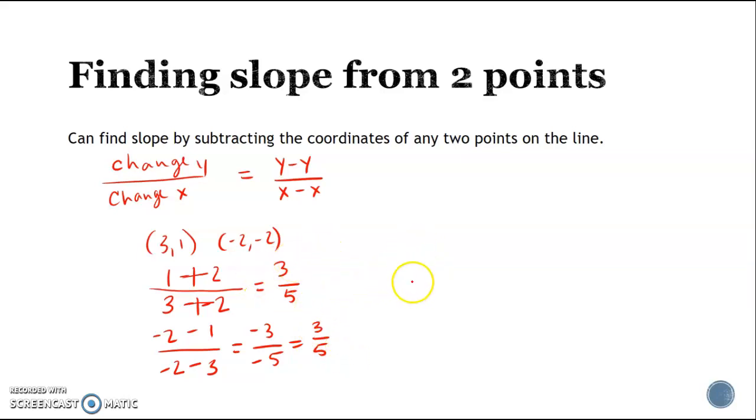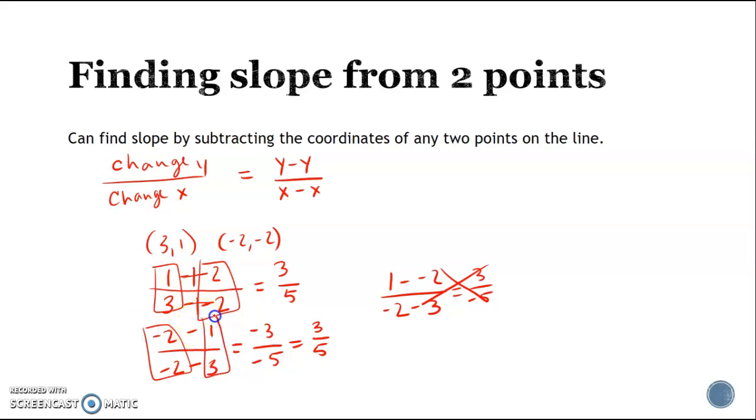What would not give us the same answer is if we did 1 minus a negative 2 over negative 2 minus 3. Because then I would end up with 3 over negative 5, which is not the same as what we were getting over here. So it does matter that these points line up. I'm going to say that for like the 5th time, which means that it's very important. These points must line up.